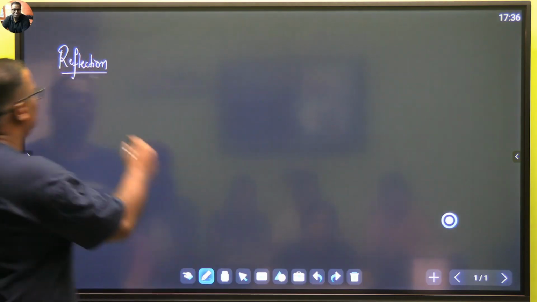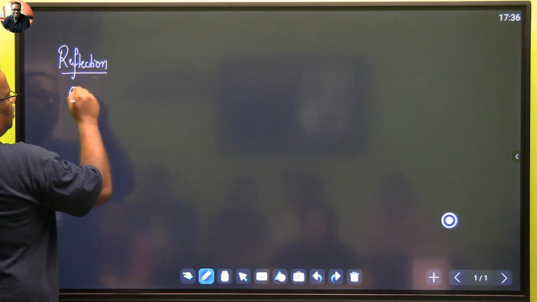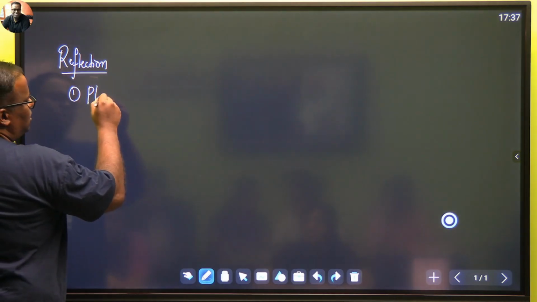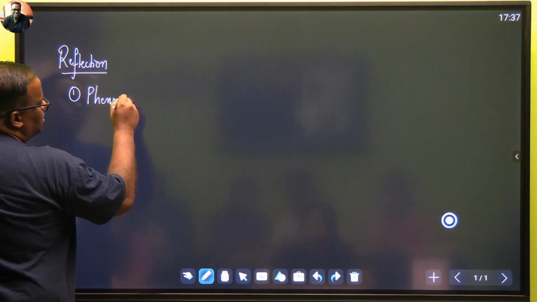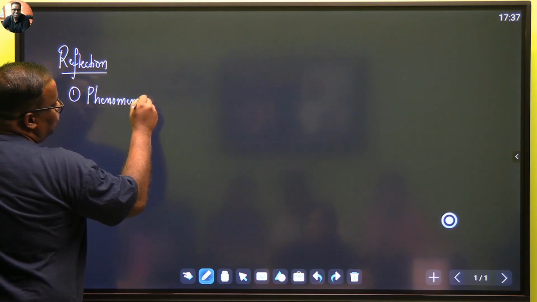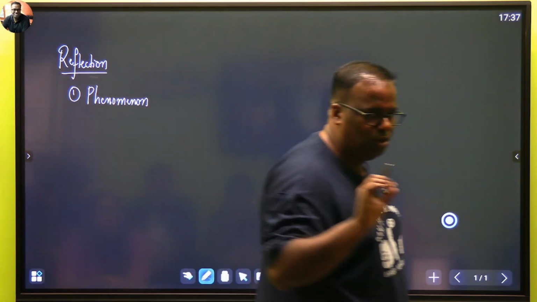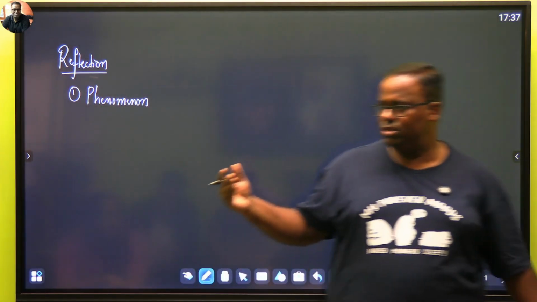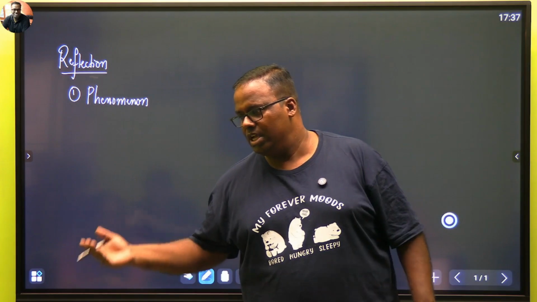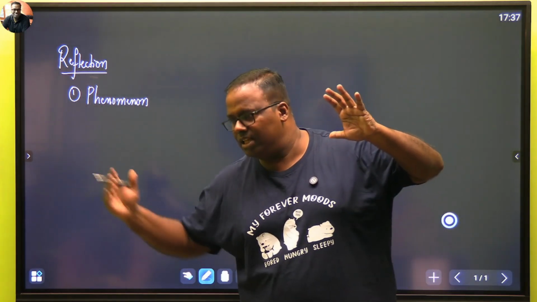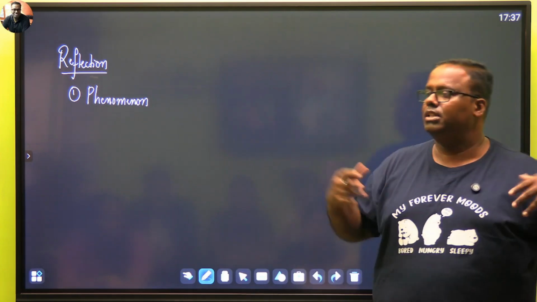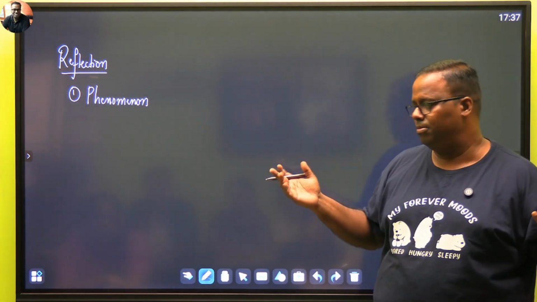चले. So in reflection, point number 1, the first thing for case-based questions, which is more important for us, we have to know the topic. Tell me, are you clear with reflection as a phenomenon? When light rays fall on a surface and they are falling through a medium and they are sent back to the same medium, that phenomenon is known as reflection, right?